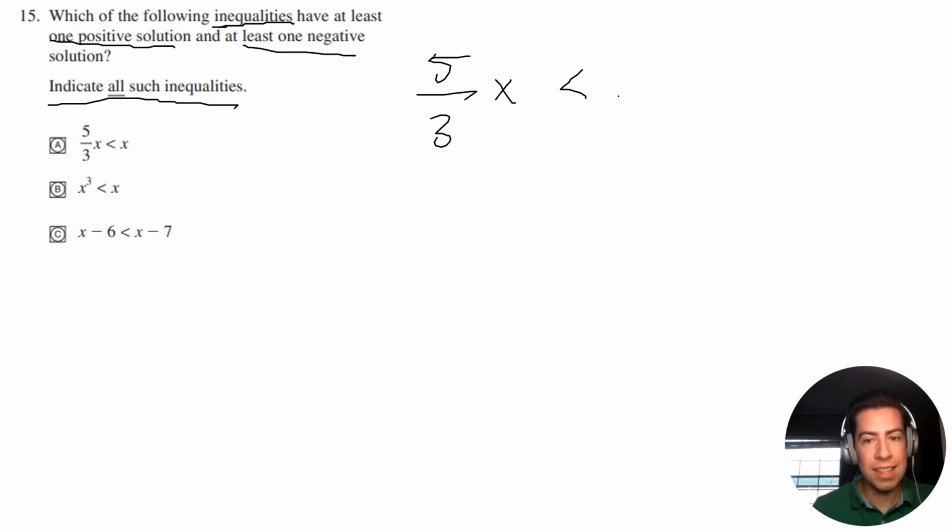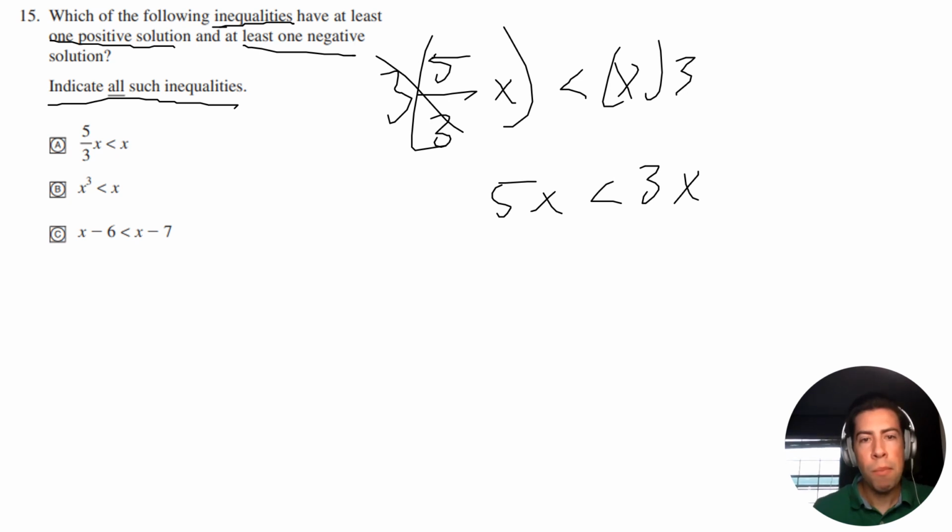5/3 x is less than x, okay? Now what I'm going to do to make this a little bit simpler is multiply both sides by 3. So I'm going to have 5x is less than 3x, okay? Now, unfortunately, there's nothing mathematically that we can really do to definitively prove quickly that there's either a positive or a negative solution. So what we're going to have to do is just think through this one, okay? So let's try some things, all right?